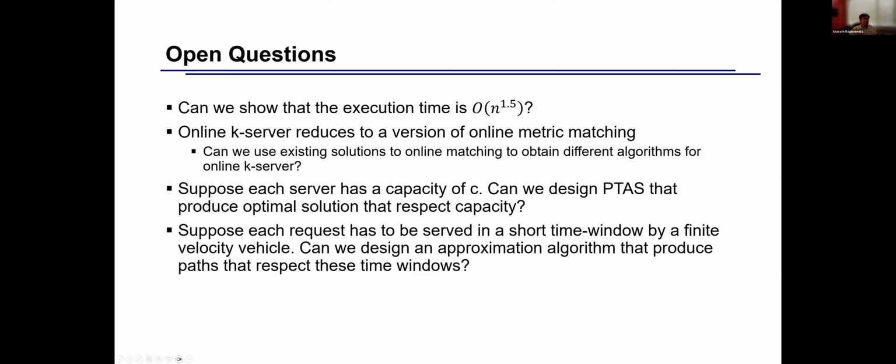And what's interesting is these two problems have had very different algorithms. There's a different set of algorithms for online metric matching and a different set of algorithms for the online k-server problem. And so one interesting question is, can we take, for instance, the online metric matching algorithms and apply them to design new online algorithms for the k-server? So this is a very interesting direction to pursue.